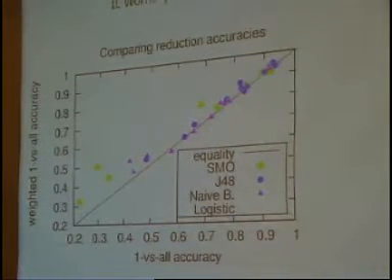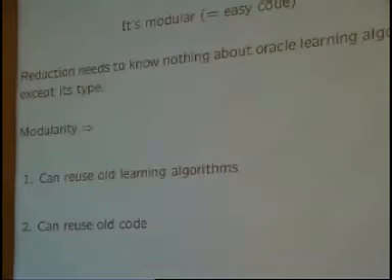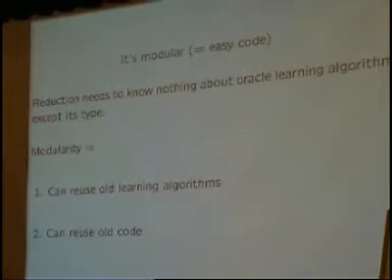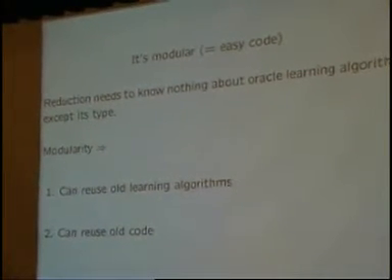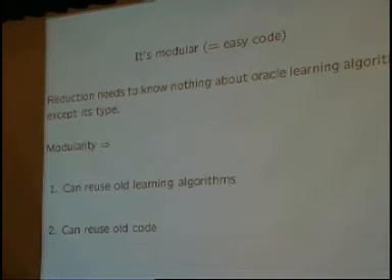So there's some motivation in terms of working. And then another motivation is sort of code-wise. Reductions are sort of inherently modular. We do not peer inside of the workings of a learning algorithm, so we do not need to.